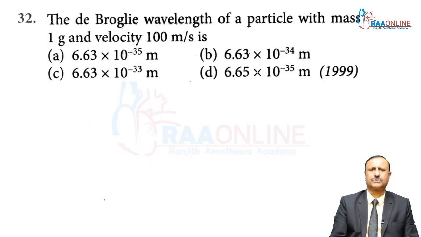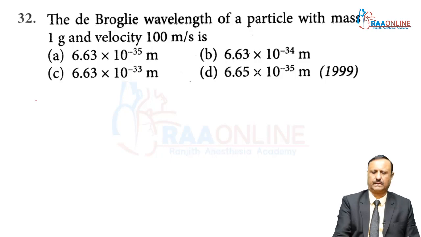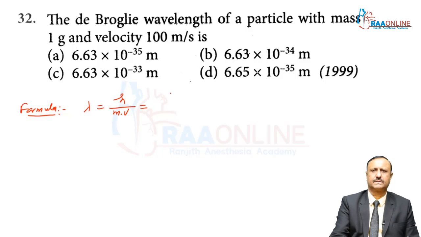Now we can go to question number 32. The de Broglie wavelength of a particle with mass 1 gram and velocity 100 meter per second is. My dear students, we can use the de Broglie formula here. Lambda is equal to h upon mv. This is the de Broglie formula. Here h is given, 6.626 into 10 to the power minus 34.